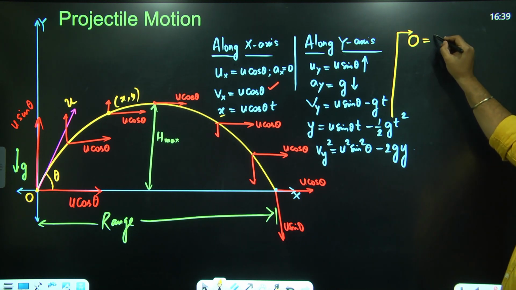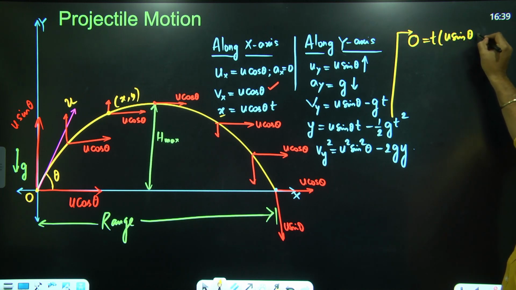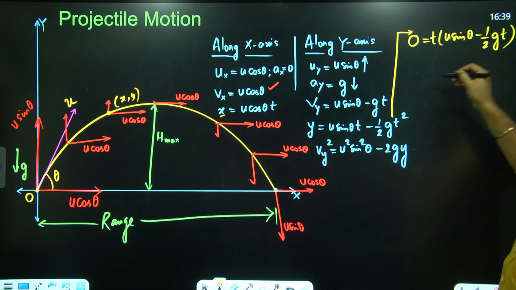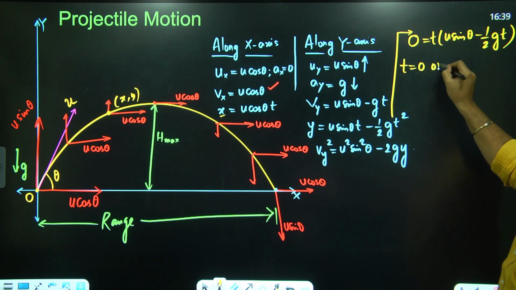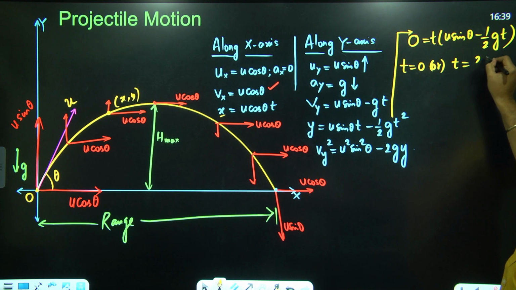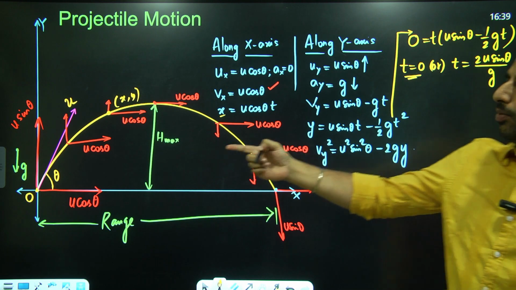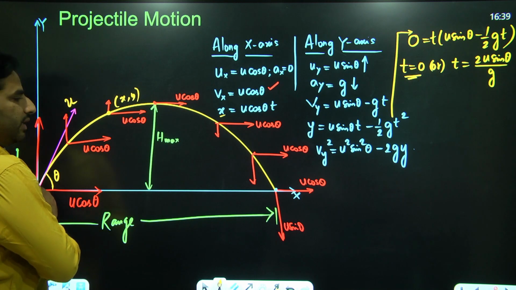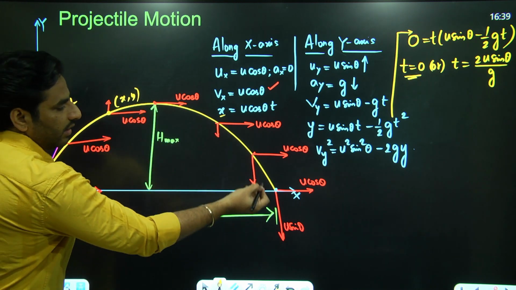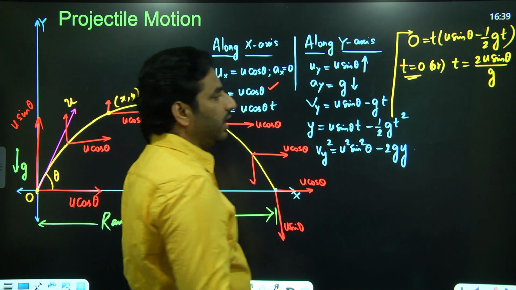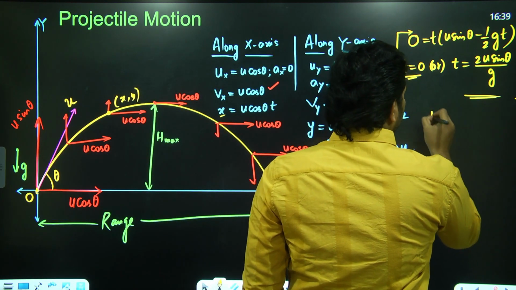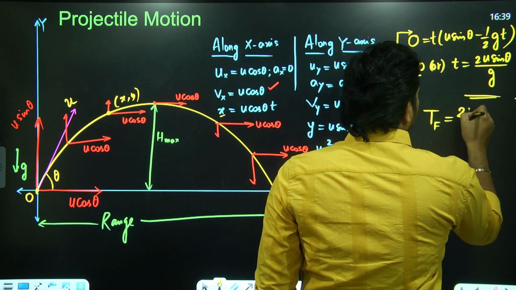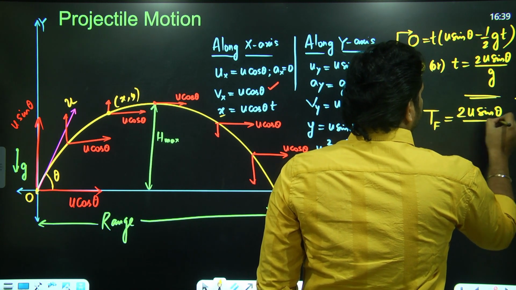So 0 is equal to t into, I can take t common, u sin theta minus half gt. It's a quadratic. There are two values of time which satisfy this equation. T is equal to 0 or t is equal to 2u sin theta by g. So t is equal to 0 is the initial point of projection. Obviously, initially when you are about to project, the displacement is 0. This is one time, and another time where the vertical displacement is 0 is 2u sin theta by g, which is time of flight. So the expression for time of flight is 2u sin theta by g.